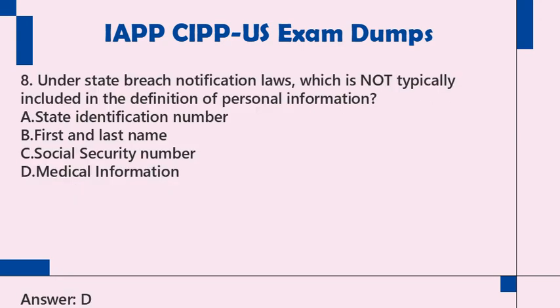8. Under state breach notification laws, which is not typically included in the definition of personal information? A. A state identification number. B. First and last name. C. Social Security number. D. Medical information.